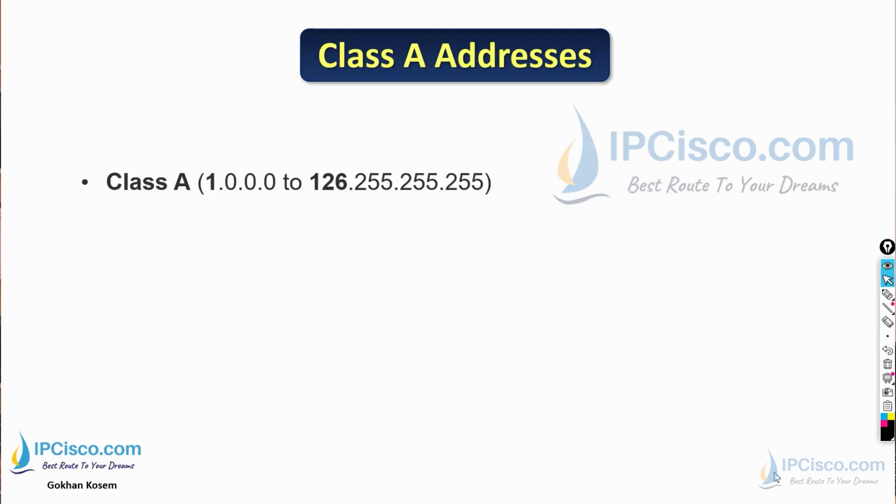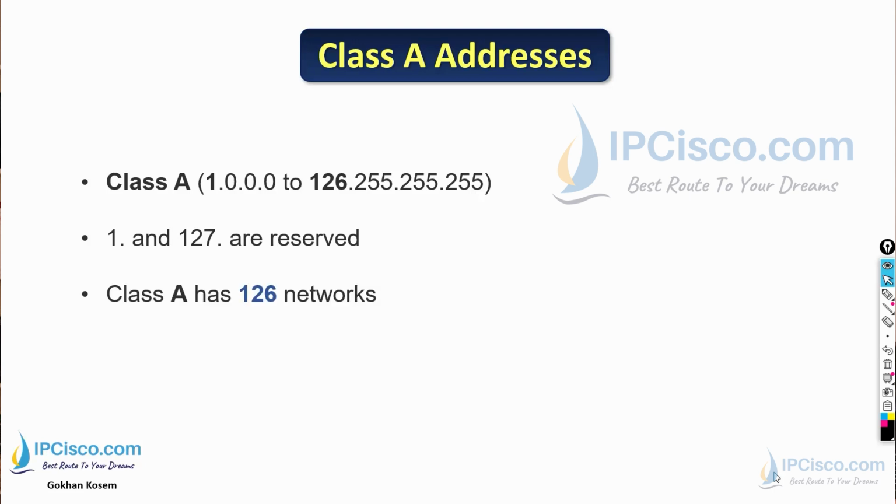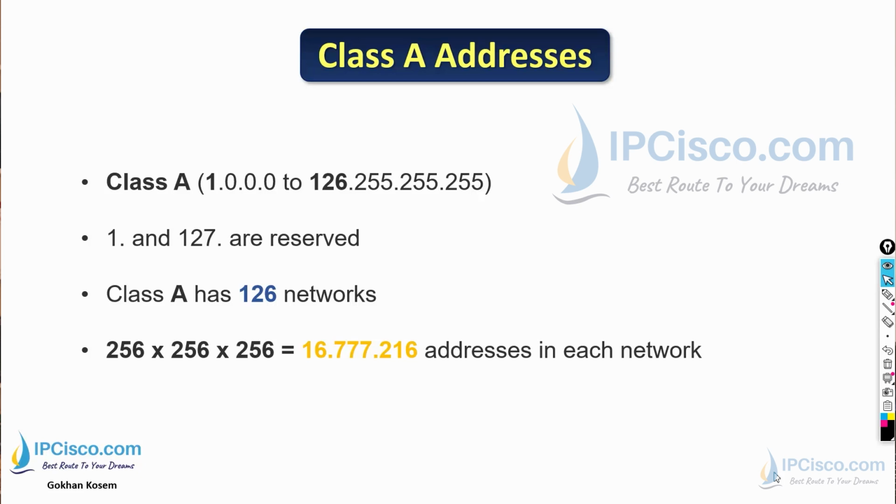Here are the Class A addresses that we have also seen in the IP addressing lesson. Class A is from 1.0.0.0 to 126.255.255.255. And here the first and the last ones are reserved. And Class A has 126 networks. And this provides a lot of addresses in these networks. It is almost 16 million.